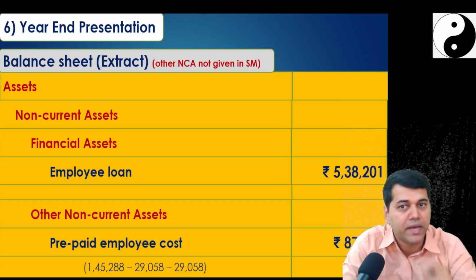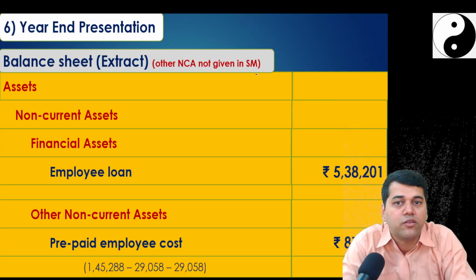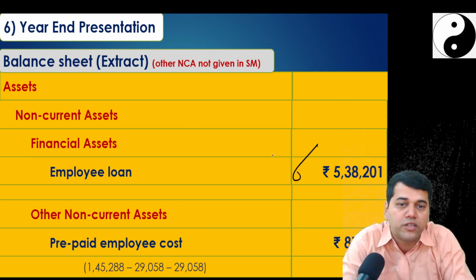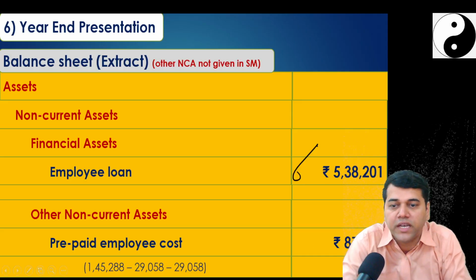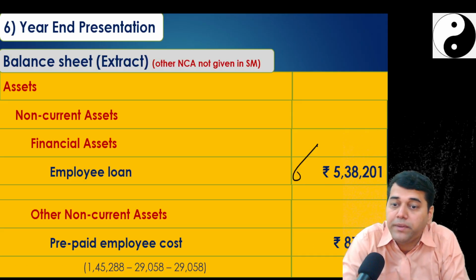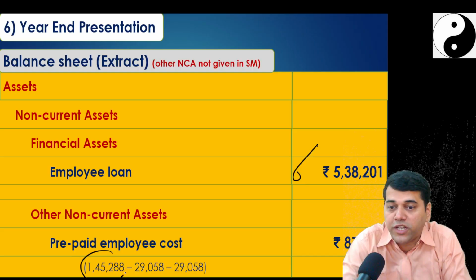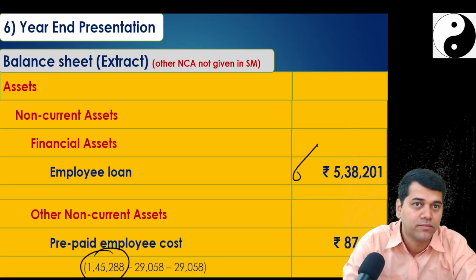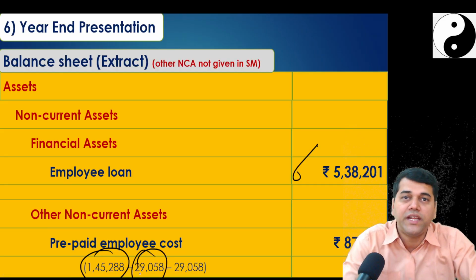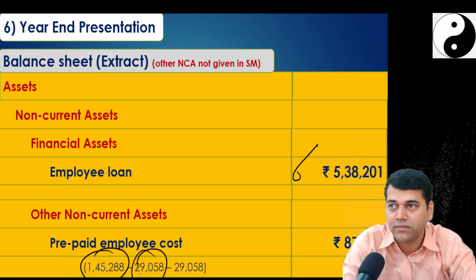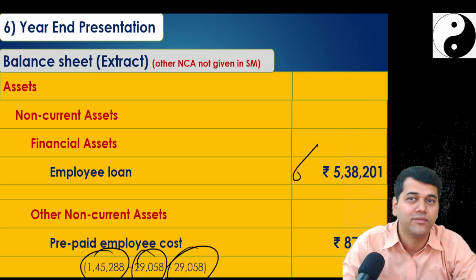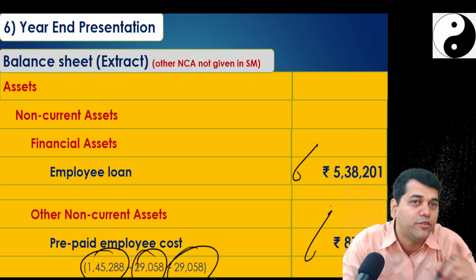Now you have to prepare the non-current assets, other than NCA not given in the study material. Employee loan more than 2 years, 1 year will be 538, and the non-current assets prepaid employee loan, how much? 145 you initially recognized. 28,058 you charged off to the P&L. Out of one more 28 in the next 1 year you are going to do. So 87,172 will be your non-current portion.